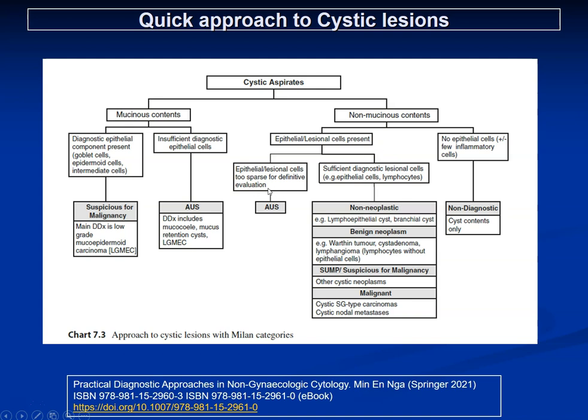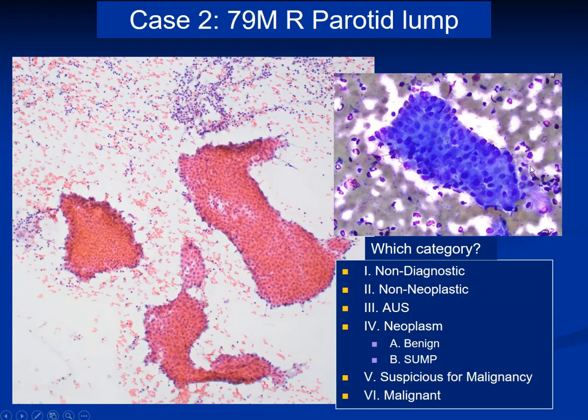In a non-mucinous cyst, we would focus again on the epithelial cells. And if we see epithelial cells but they are sparse and they do not immediately lend themselves to a definitive diagnosis, this can go into the AUS category. If there are sufficient diagnostic cells, then really the category depends on what we see. For example, if we see oncocytic cells and lymphocytes, this goes into benign neoplasm. If there are no epithelial cells and no mucin, this goes into the non-diagnostic category.